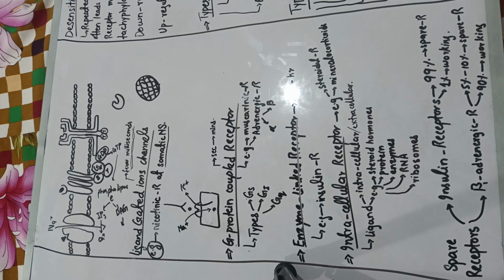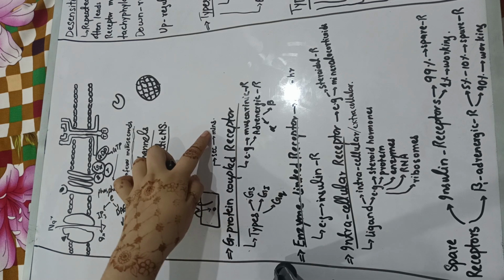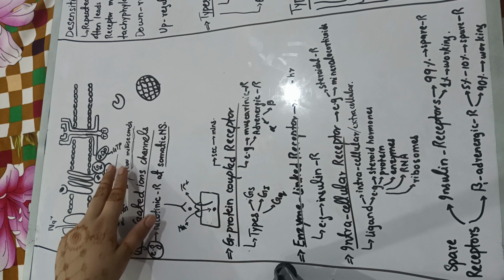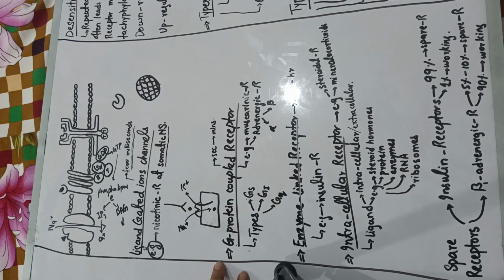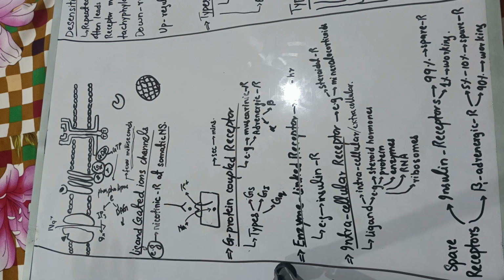So this was the whole mechanism of the G protein coupled receptor. And what is their duration? They act within seconds to minutes. The ligand gated channels are fastest, because they produce their effect in milliseconds. But the G protein can take some seconds to some minutes.